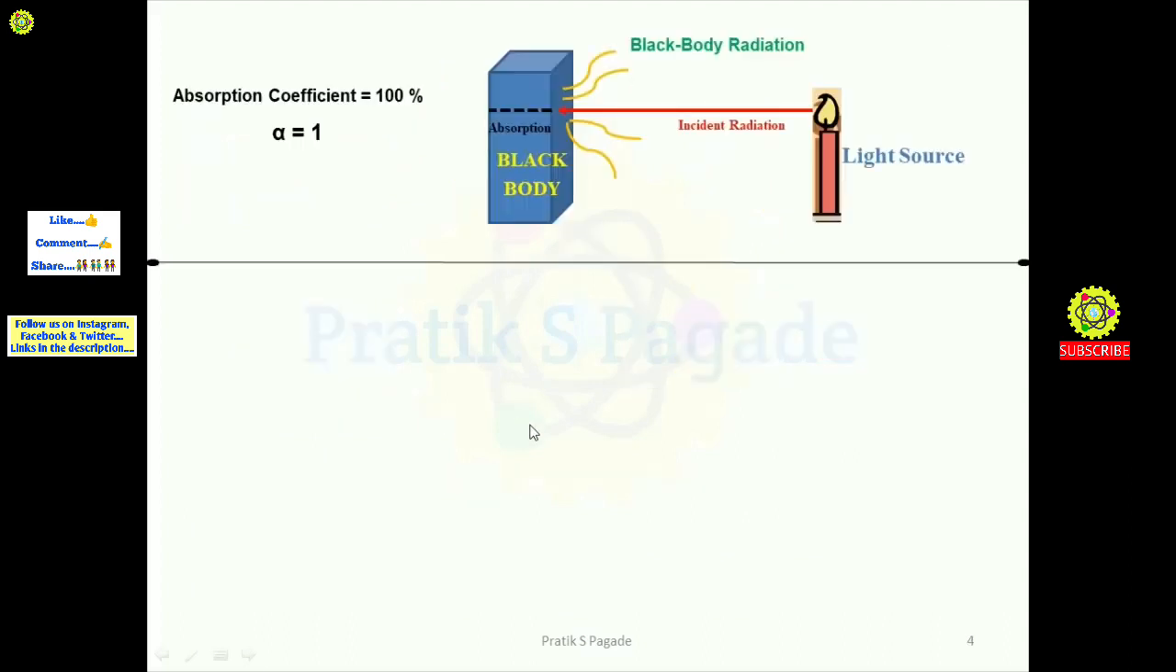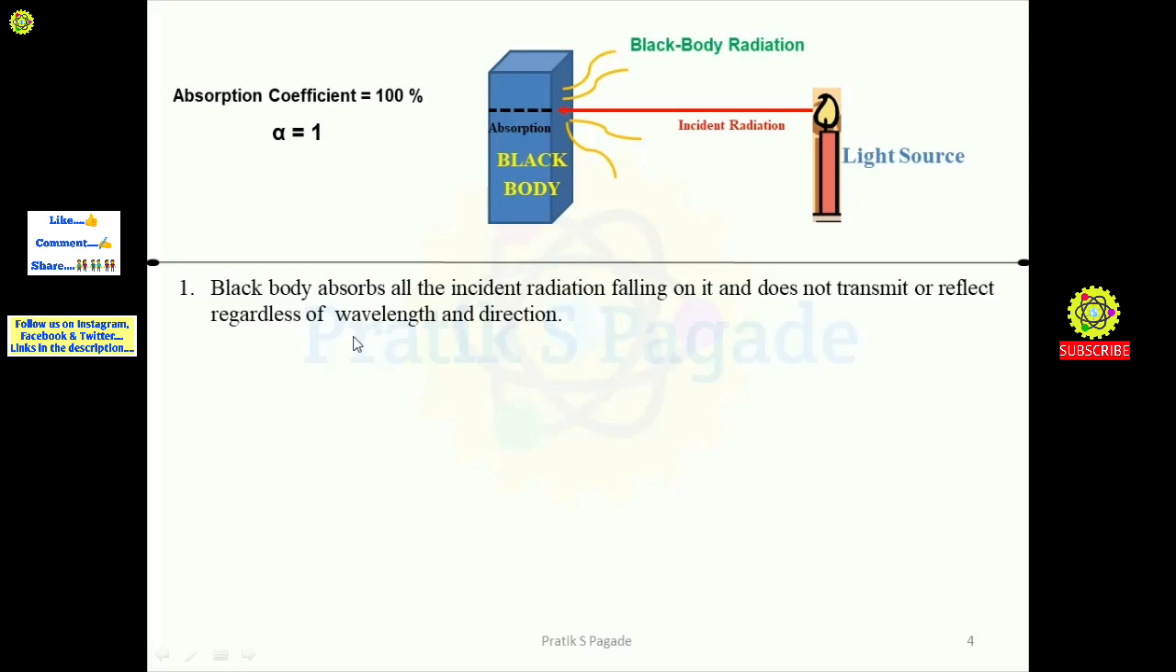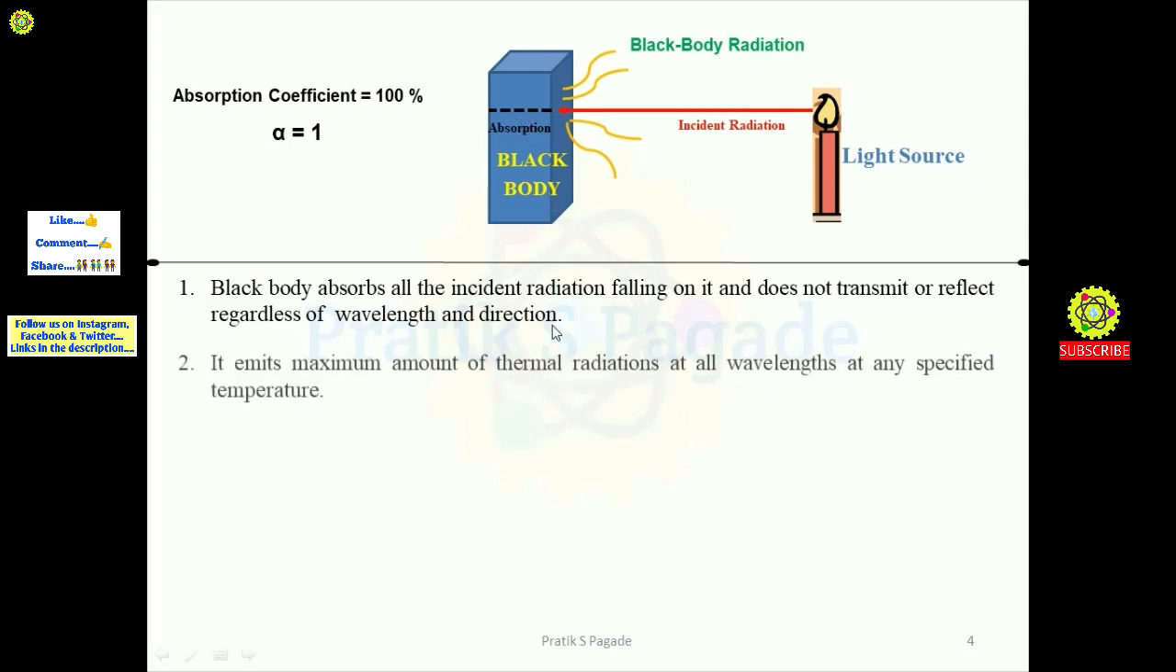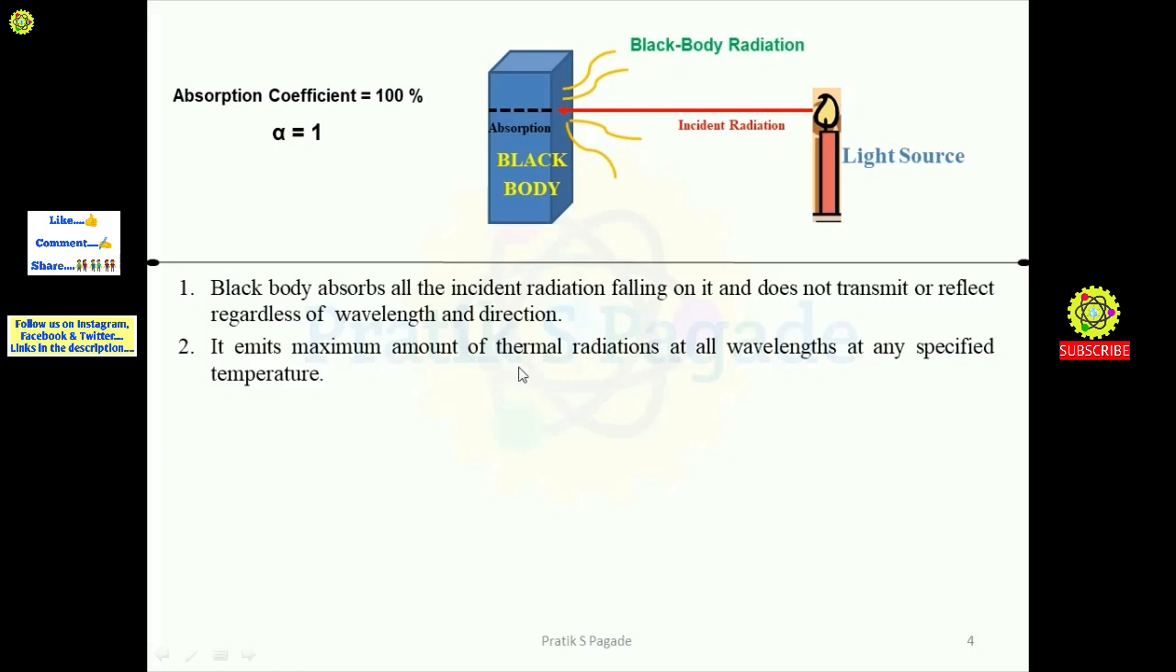Okay, now further see here, this is our diagram of a black body. The first point is, a black body absorbs all the incident radiation falling on it and does not transmit or reflect, regardless of wavelength and direction. As we have seen, all the incident radiation energy is absorbed by the black body. Further, a black body emits the maximum amount of thermal radiation at all wavelengths at any specified temperature.